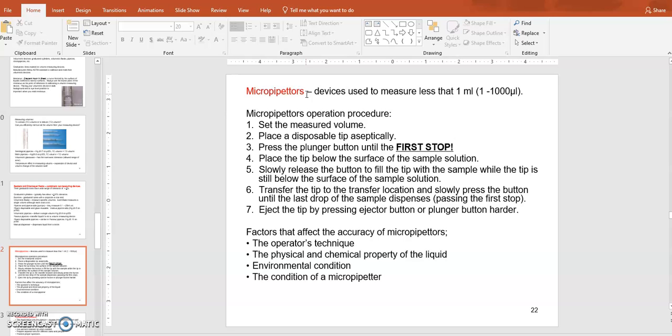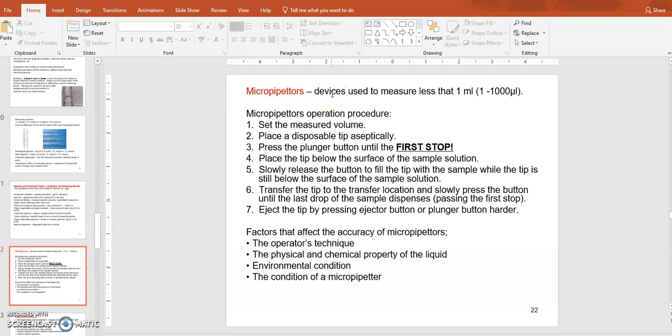Okay, so when you say normally it's a micropipetter or micropipette, what kind of range does it cover? Normally it covers between 1 and 1000 microliter. You understand 1000 microliter is the same as 1 milliliter, right? So the volume that's less than 1 mL is accurately measured by your micropipetter.